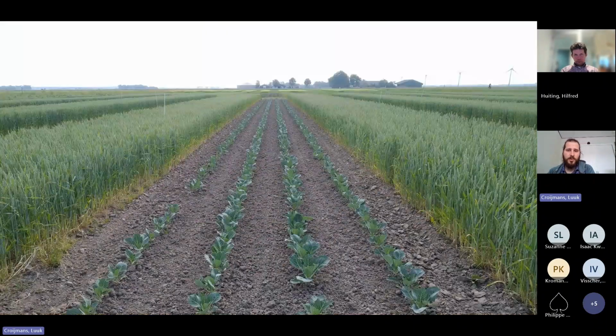This is what the fields looked like from a bit closer up. Here you can see the cabbages in the middle and wheat on the sides. This was a combination that we've been trying for some years and did a lot of research on.